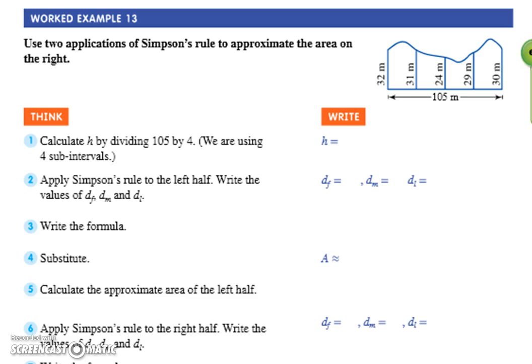Now, yes, you could do it with 3 or 4 or 5 or 6 applications. I'm not going to ask you to do that now. We're going to do it with 2. Okay, first thing to do, we're using a formula. So what do you do first? Write down the formula, which is df, 4dm.